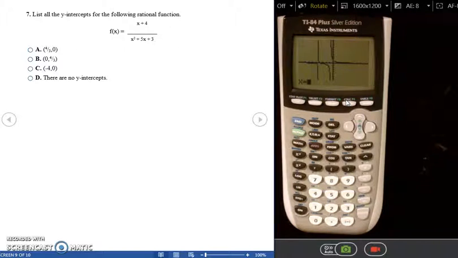Well, by definition, the y-intercept is when the x coordinate is 0. So I'm going to put a 0 here and press enter, and there it tells me that the y-intercept, so when x is equal to 0, y is equal to 4/3. So right there is my y-intercept point, 0, 4/3, which is choice B, my final answer.